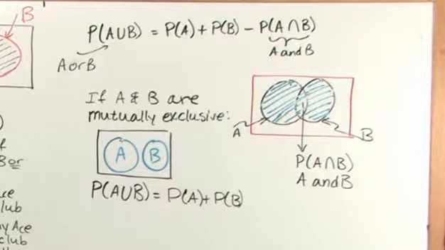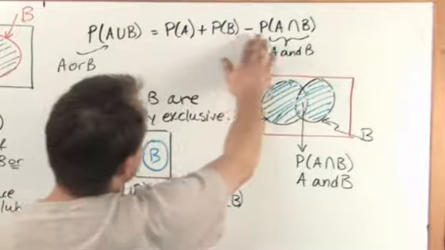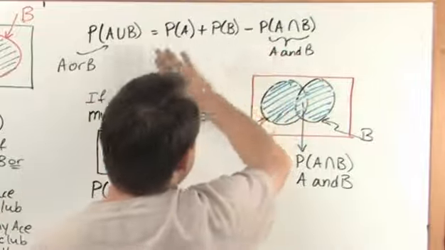So a lot of books confuse students because they present this rule, and if you don't really understand everything in here, you might just memorize that.